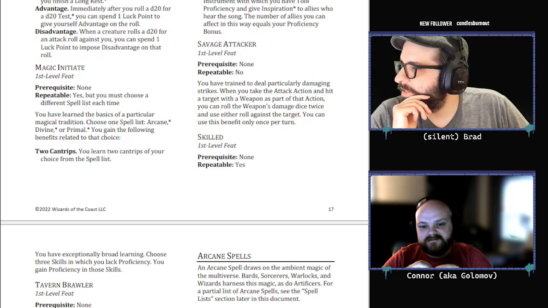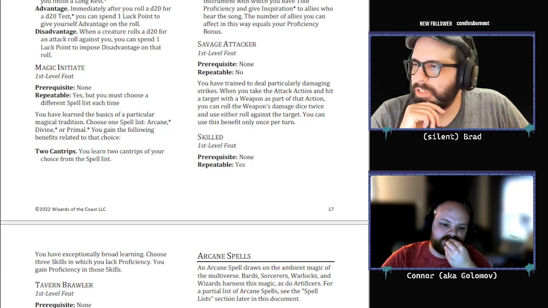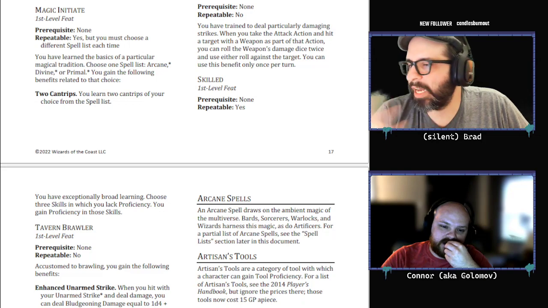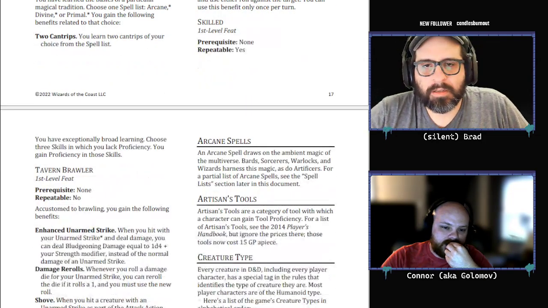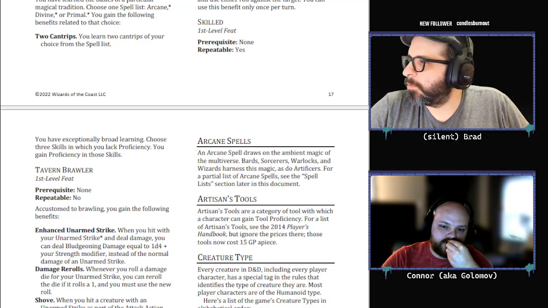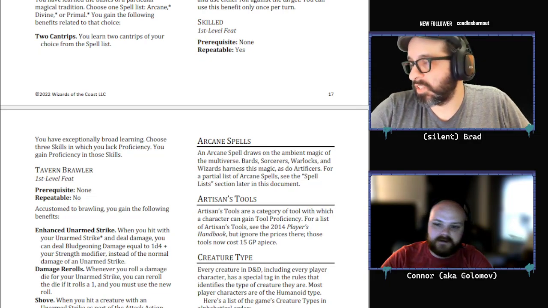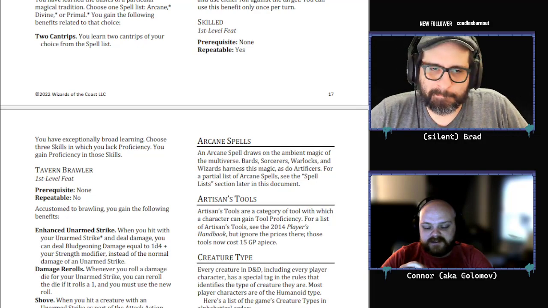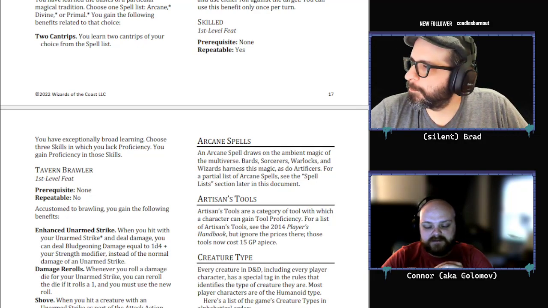Then we've got Skilled. Gain proficiency in 3 skills, and now it is 3 skills, so that hasn't changed. And this one is repeatable. It never said whether or not something was repeatable before, so technically all feats used to be repeatable. Technically, they were.